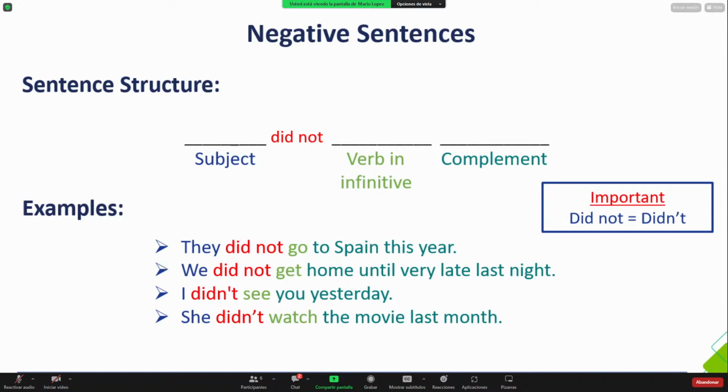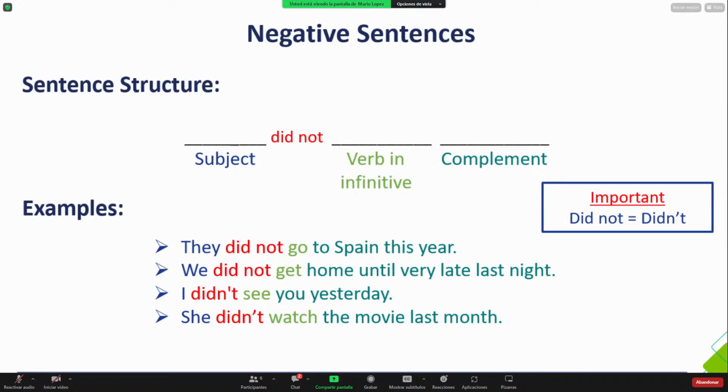So, we're going to study the examples. They did not go to Spain this year. Él no fue a España este año. Did not and go in infinitive form, el verbo en infinitivo. We did not get home until very late last night. Nosotros no llegamos a casa hasta muy tarde la noche anterior.